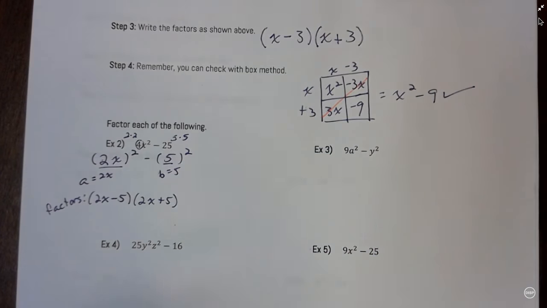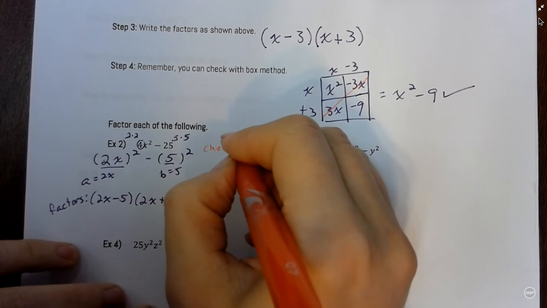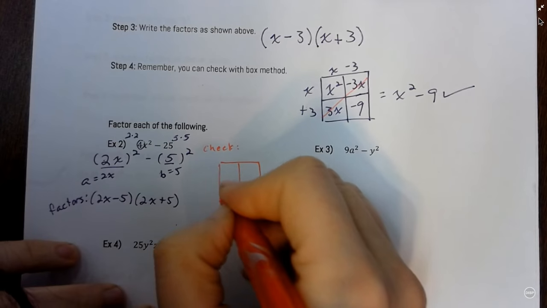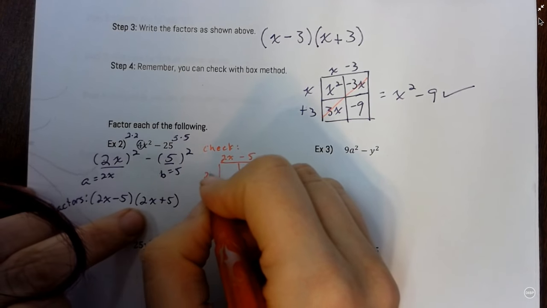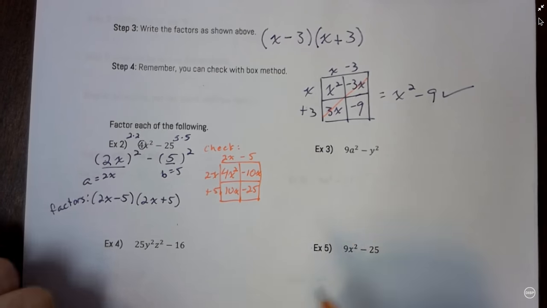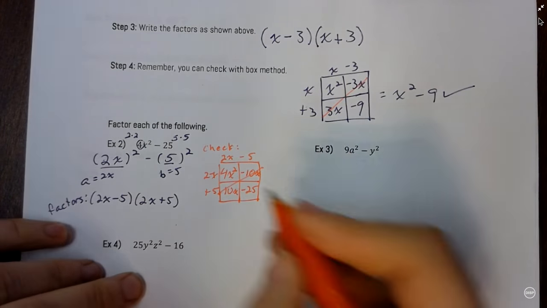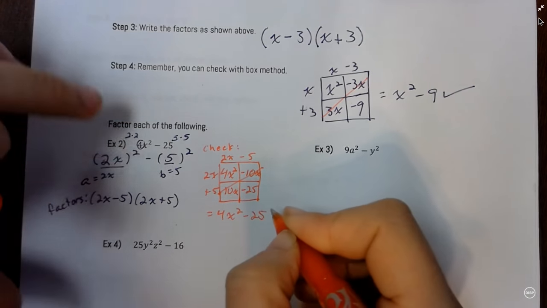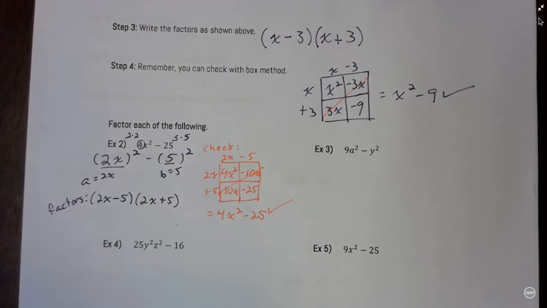And then I just want to check my work with box method. So let me check it over here. I want to multiply them together and make sure that it works. So 2x minus 5, 2x plus 5. Notice 10x and negative 10x are like terms that cancel each other out. That leaves me with 4x squared minus 25, which is what I started with in the first place, so my factors worked.